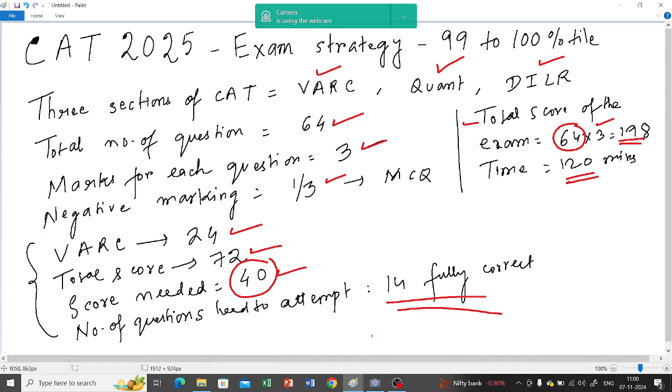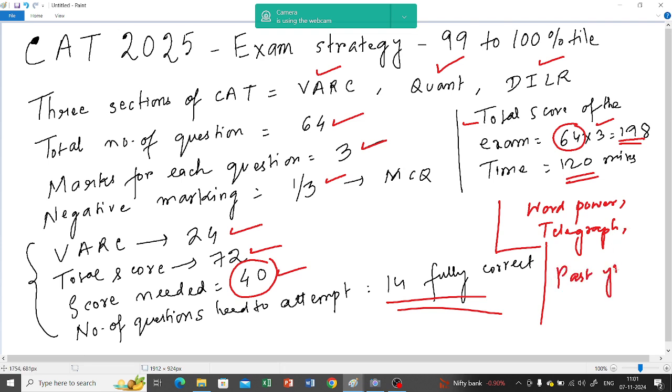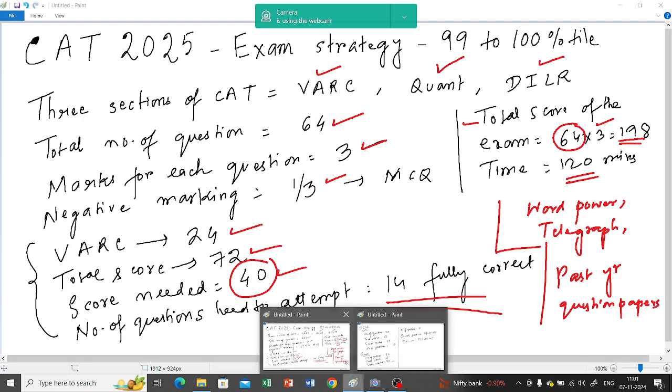So this should be the strategy for VARC. And what should be the preparation strategy? Go through the book Word Power, then read the Telegraph as much as possible, and past year question papers are very important.